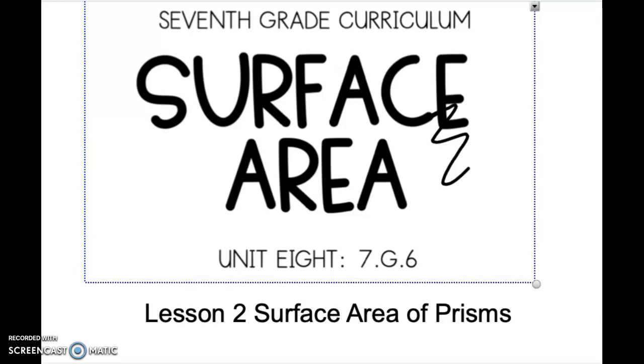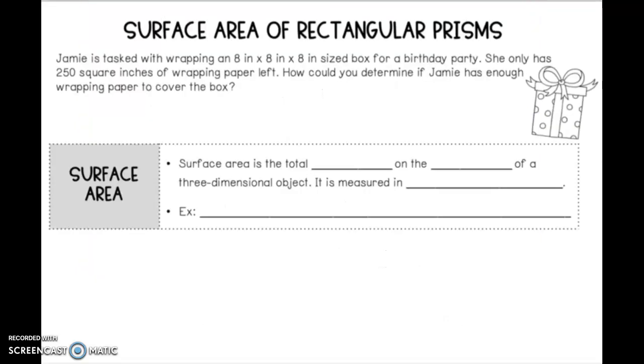This is a 7th grade lesson, surface area, lesson 2, surface area of prisms. All right, so when Jamie is tasked with wrapping an 8 by 8 by 8 inch size box for a birthday party, she only has 250 square inches of wrapping paper. How could you determine if Jamie has enough wrapping paper to cover the box?